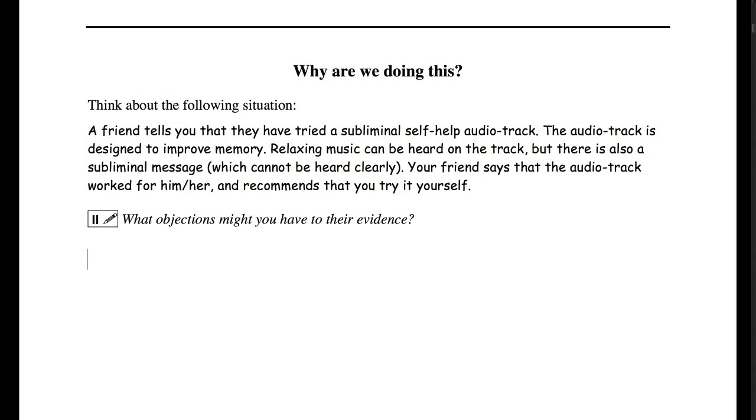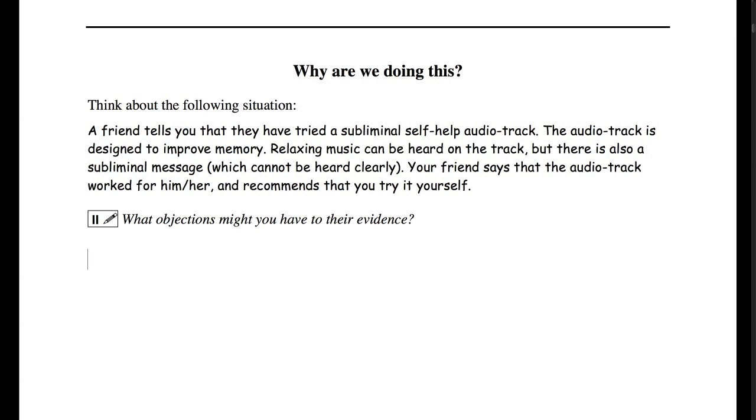And so my question here is, what objections might you have to their evidence? In other words, are there perhaps things that might make their claim invalid? Have a think about that. Pause the video and write down a few things that come to mind. And then when you're ready, restart. So hopefully you've thought of at least one or two objections to your friend's suggestion. One or two reasons why they might not have come to a sound conclusion about this self-help audio track.